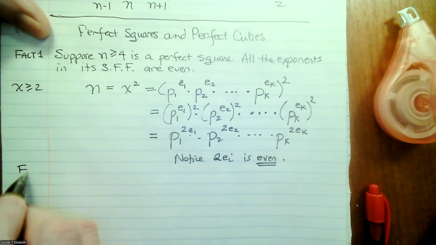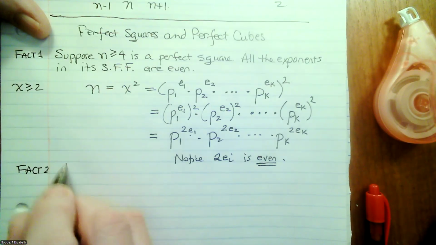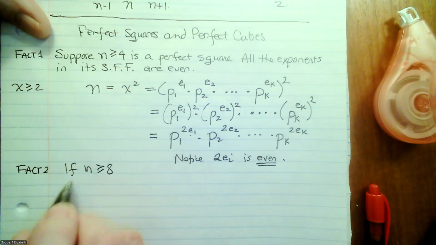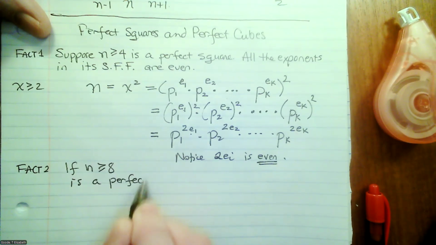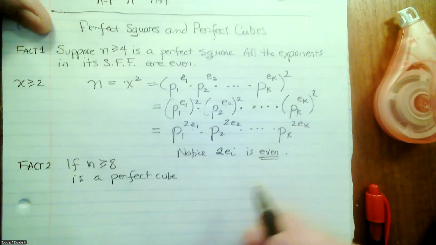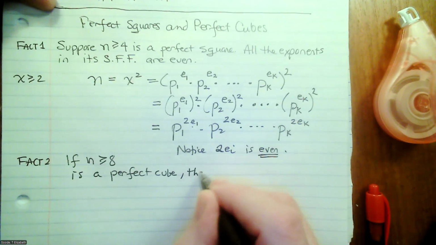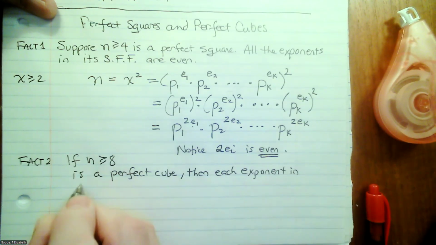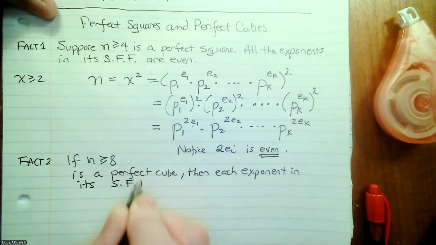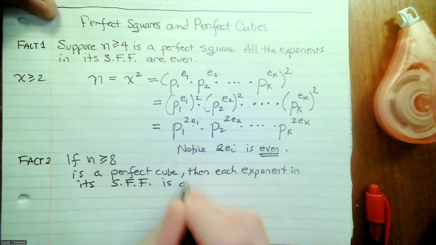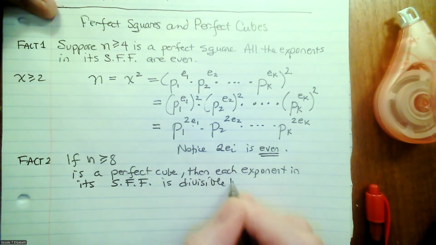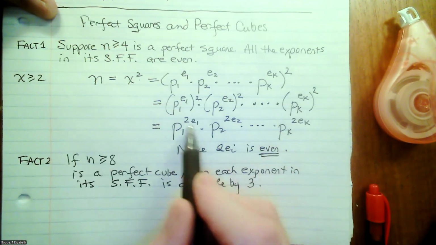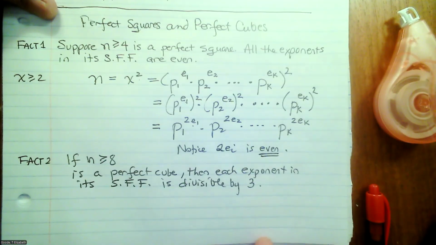So the other fact was, if we have a perfect cube, if n is greater than or equal to 8 and is a perfect cube, then each exponent in its standard factored form is divisible by 3. You can prove it by just putting a 3 here and a 3 here, and the 3 gets distributed, and you see that every one of these exponents has a factor of 3.